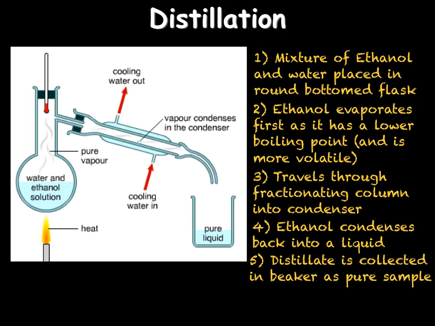So we will end up with just our pure ethanol in the beaker here after we have separated it from the water over here. So we'll end up with water in this flask and our ethanol in this flask. We will also often put anti-bumping granules into the water and ethanol solution in order to control the boiling, in order to make sure that this doesn't boil over.